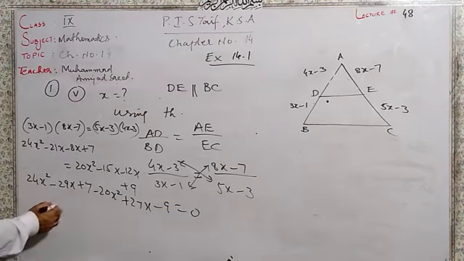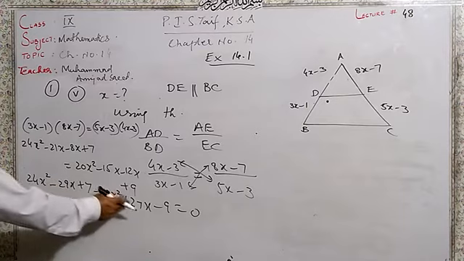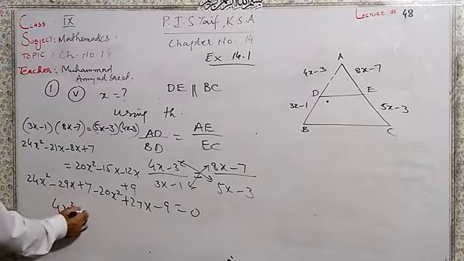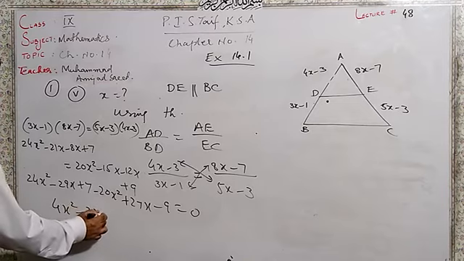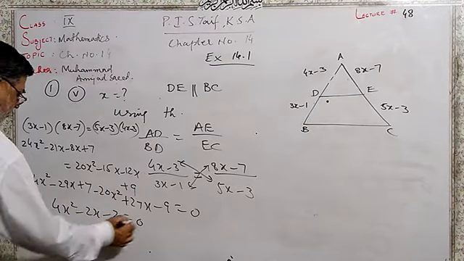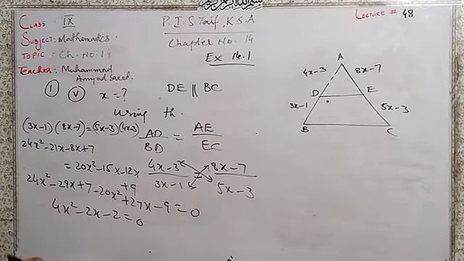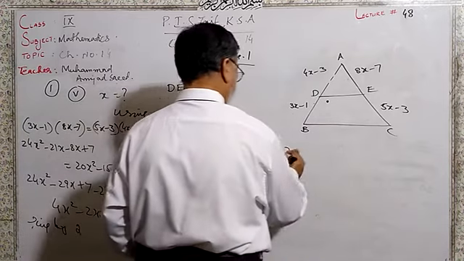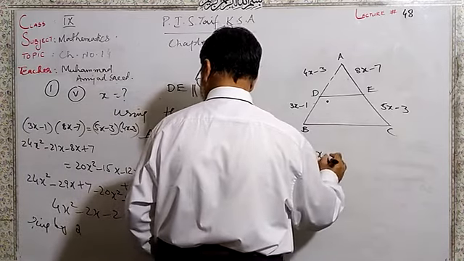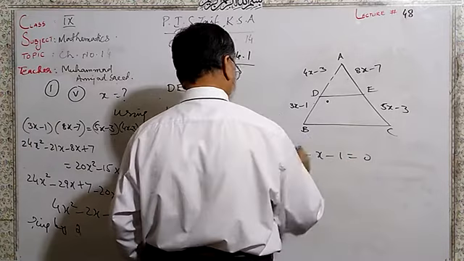24x square minus 20x square is 4x square. Minus 29x plus 27x is minus 2x. 7 minus 9 is minus 2, equal to 0. Dividing by 2, we are left with 2x square minus x minus 1 is equal to 0.